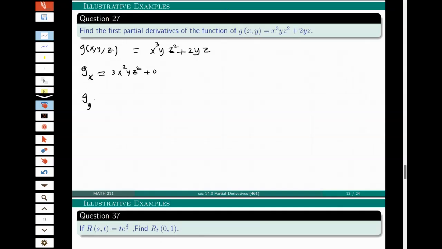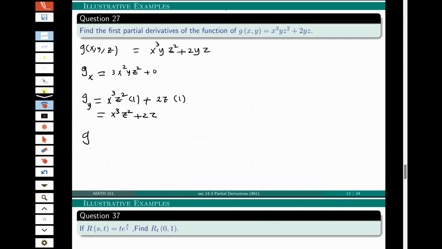When I differentiate with respect to y, it means now x and z are constant, so I will have x cubed z squared, that's the constant. The derivative of y will be times 1. A derivative here, 2z is constant, the derivative of y is 1. So that will be equal to x cubed z squared plus 2z.